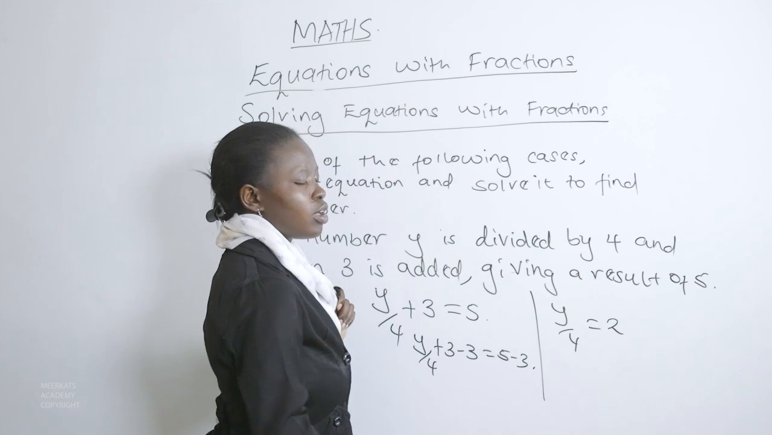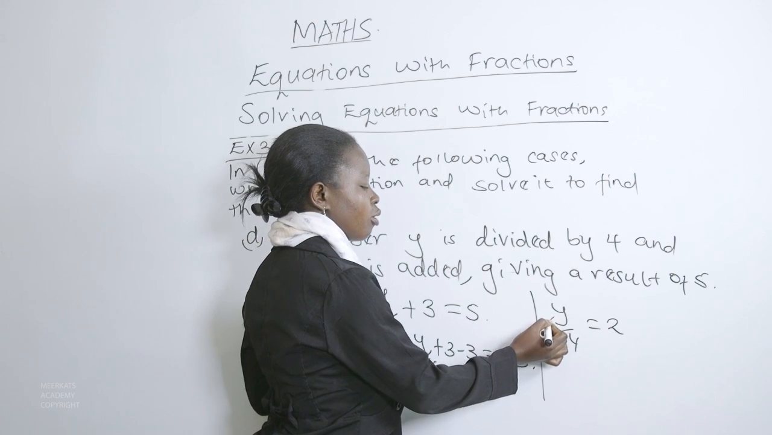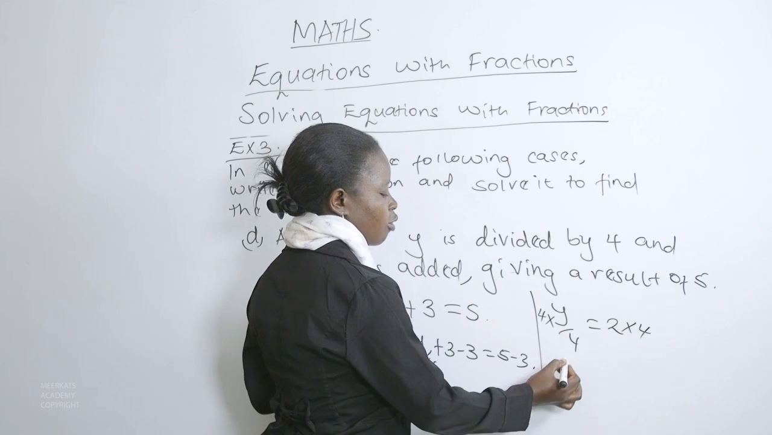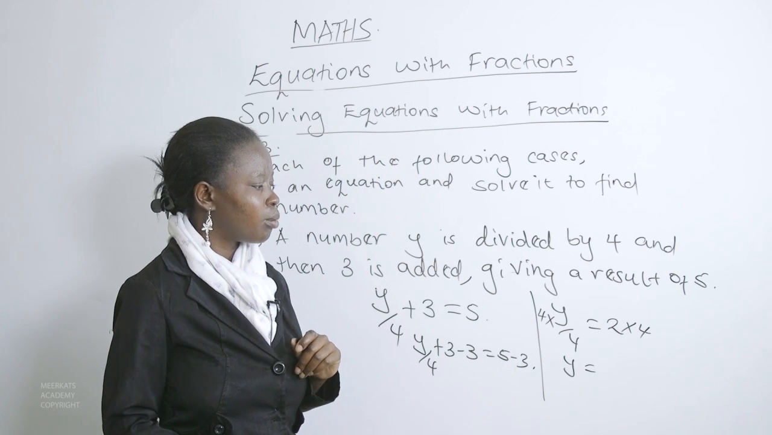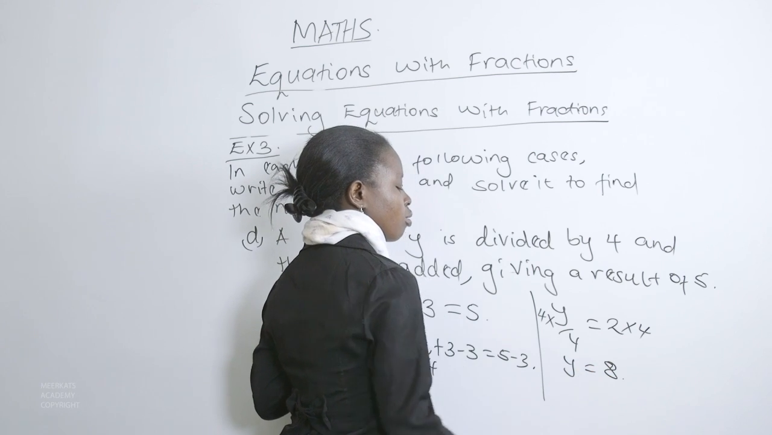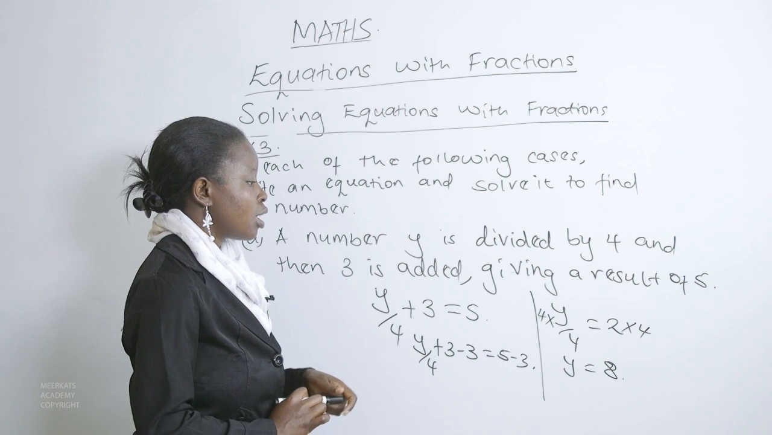I need to get the value of y, so that means multiply both sides by 4. Multiply the left-hand side by 4 and the right-hand side by 4, so our value for y is 2 multiplied by 4, and 2 multiplied by 4 gives us 8. So the number that we are looking for in this given situation is 8.